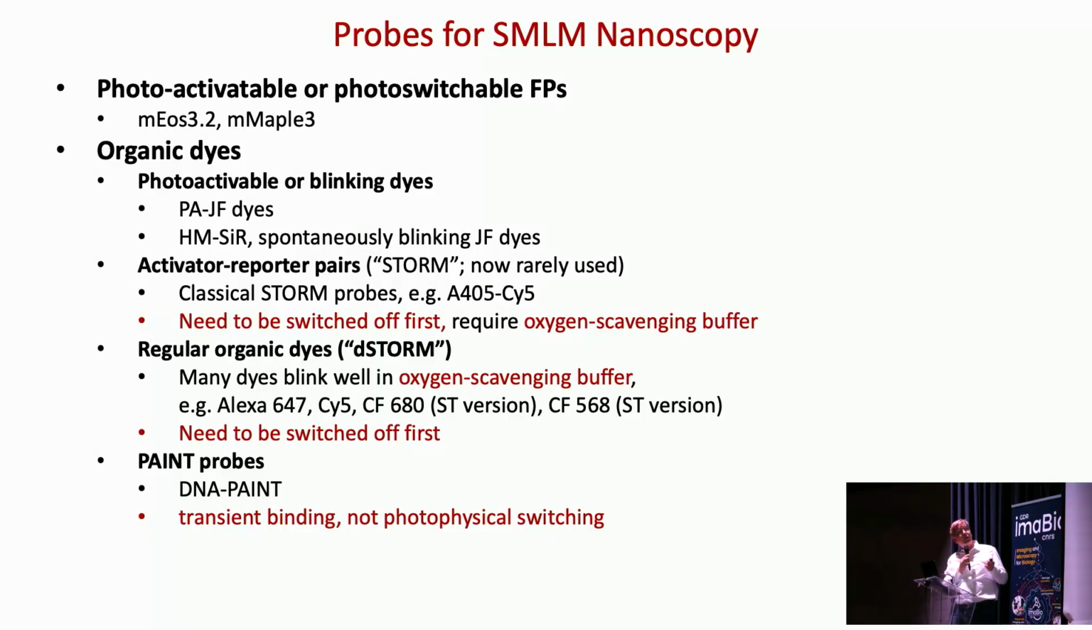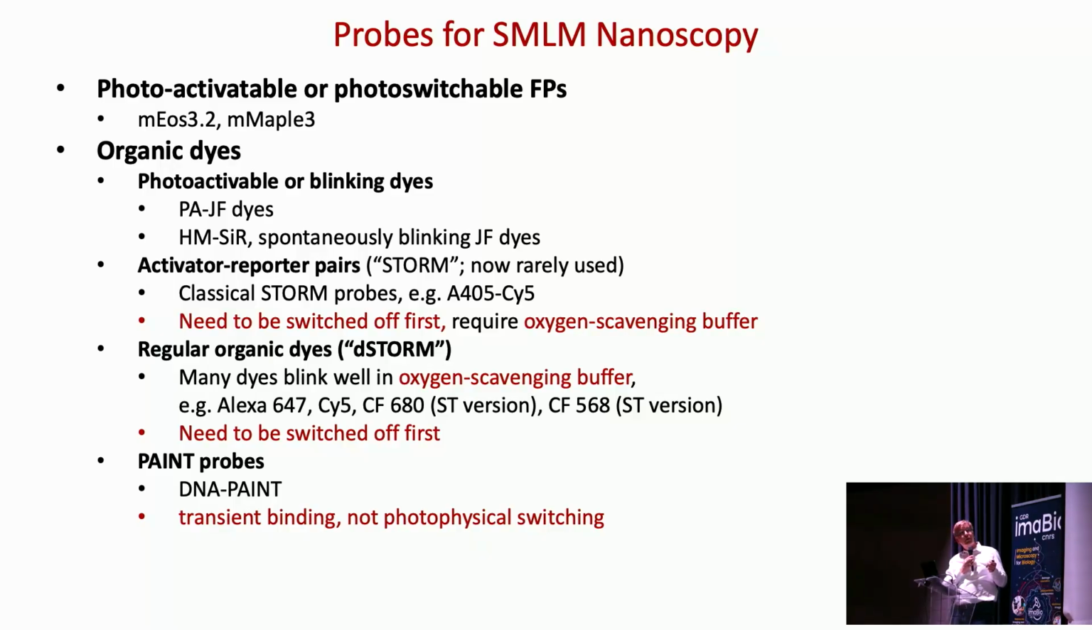The initial STORM paper used these activator-reporter pairs. They linked an activator, for example, Alexa 405, with a reporter dye, the Cy5 here, and could thereby achieve the blinking of the Cy5 dye. It's important to keep in mind that these probes have the disadvantage that in the beginning, they're all in an active state. So you first need to switch them off before you actually can see blinking of just a small minority of these dyes. And you usually require some oxygen scavenging buffers to really get the best blinking properties out of these dyes.